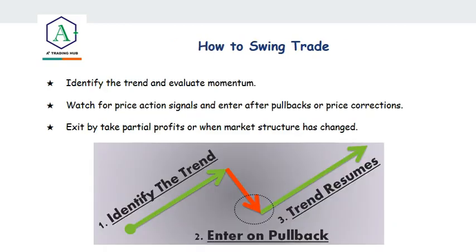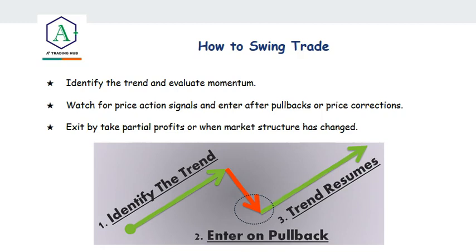This is how you swing trade. First of all, you need to identify the trend and evaluate the momentum. As a swing trader, it's best you trade with the trend. When you trade against the trend, you're going to lose good money. So you trade with the trend. When you identify the trend, don't try trading the pullback. It is dangerous. You may get caught up and lose good money.